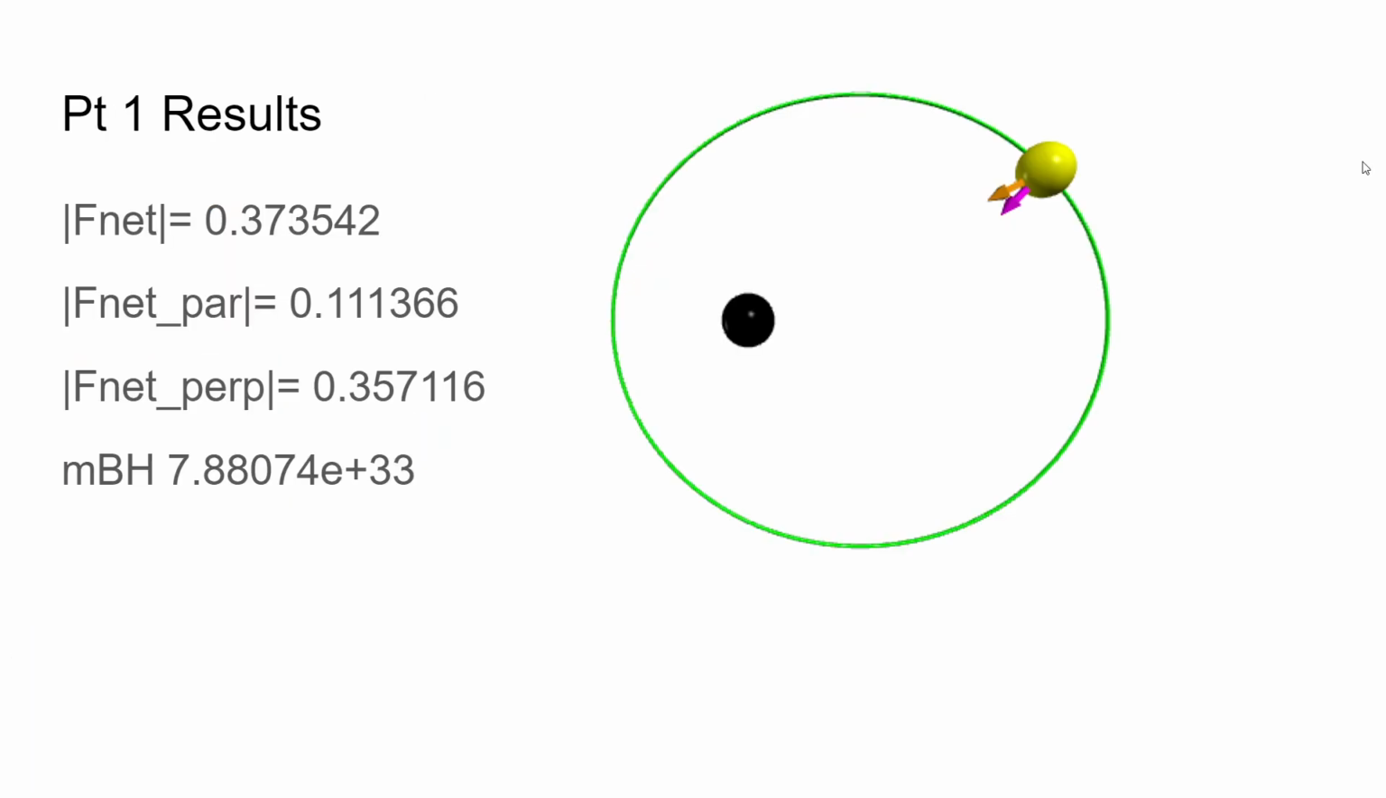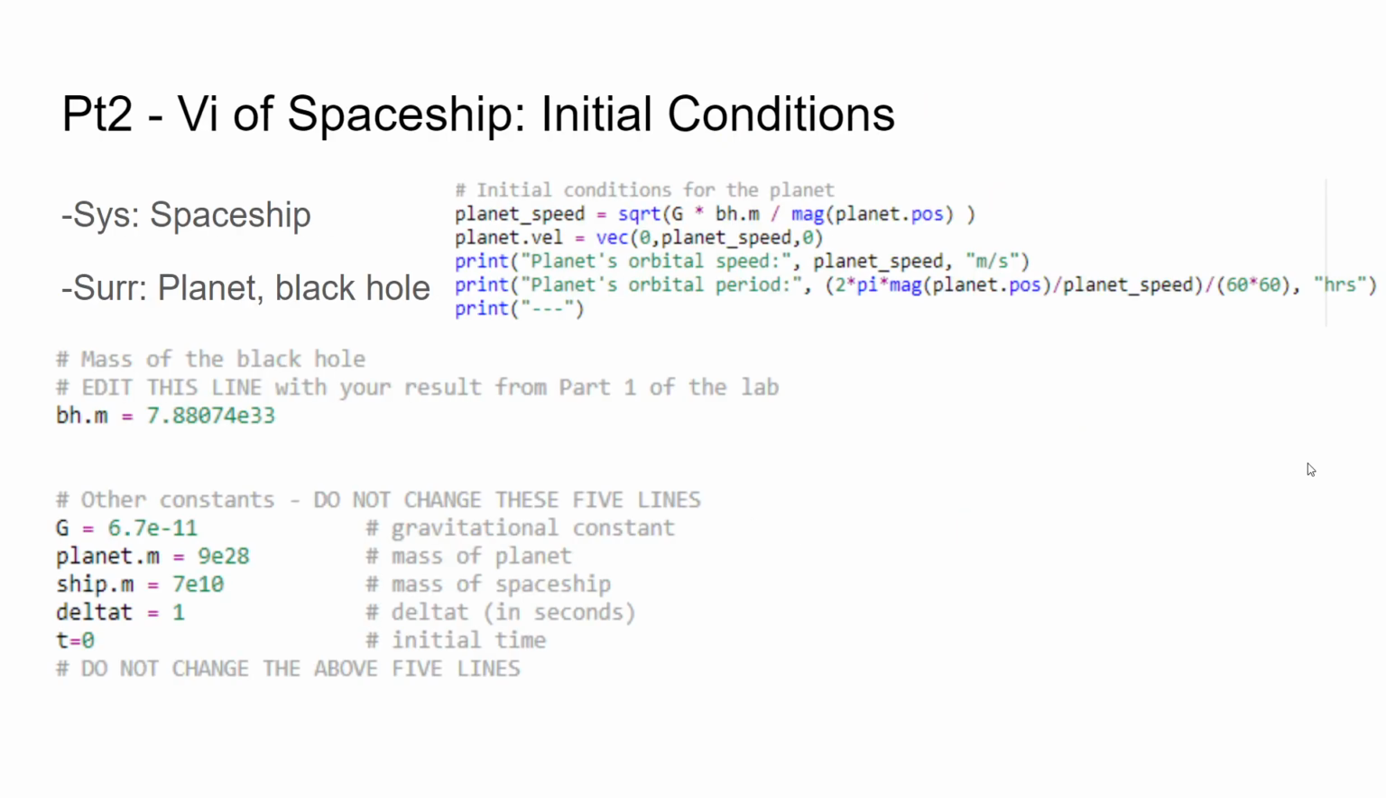So the results of part 1, as you can see, it goes around without going into the black hole. There's my net force, the components of it, and the mass of the black hole, 7.88 times 10 to the 33 kilograms. So moving on to part 2, finding the initial velocity of the ship.